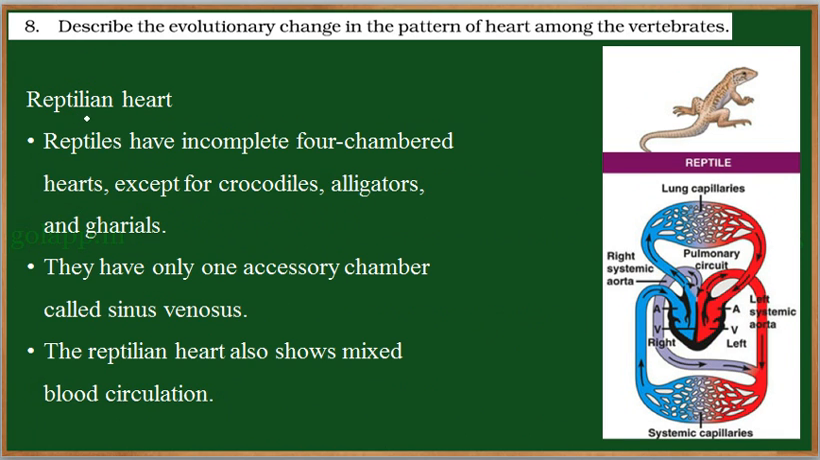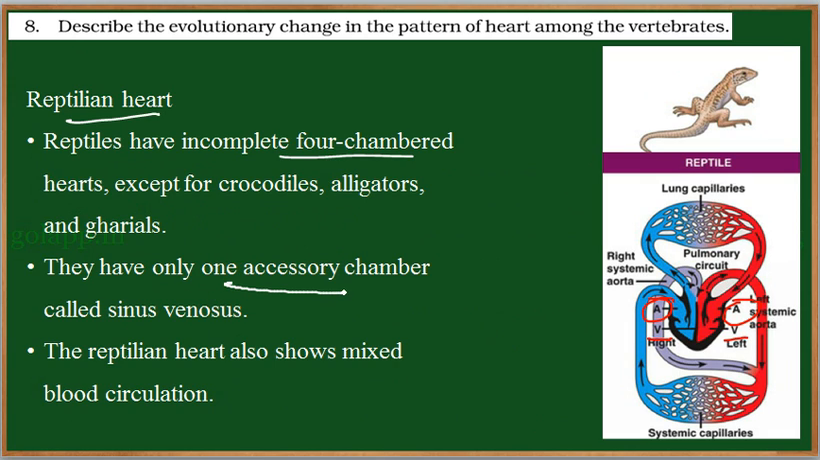Now, just like amphibians, even reptiles have a three-chambered heart, or we can say an incomplete four-chambered heart. So it has two auricles and one ventricle, but this ventricle is divided into right ventricle and left ventricle, but they are not completely separated. So it is called an incomplete four-chambered heart. We can also say it has a three-chambered heart.